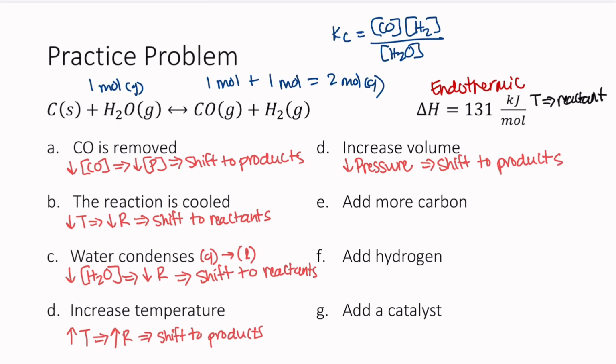Now, if we add more carbon, carbon is a reactant, but notice carbon does not have an effect on the equilibrium because it is a solid. So if we add more carbon, we should see no shift. If we add hydrogen, that means we're going to be increasing the concentration of hydrogen. Hydrogen is a product, so we're going to be increasing the concentration of our products. And when we increase the concentration of our products, we should see a shift to the reactants.